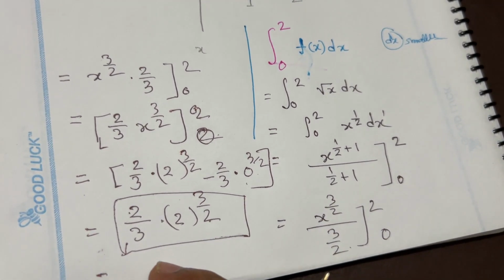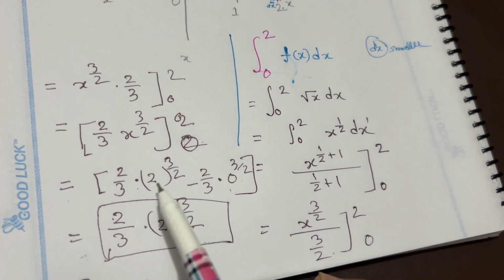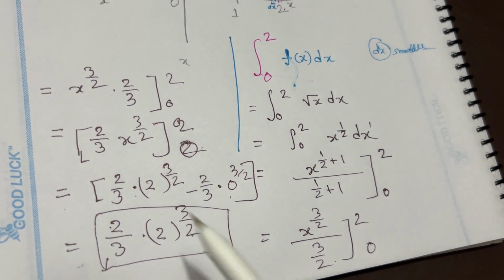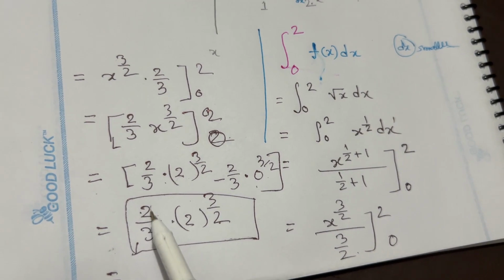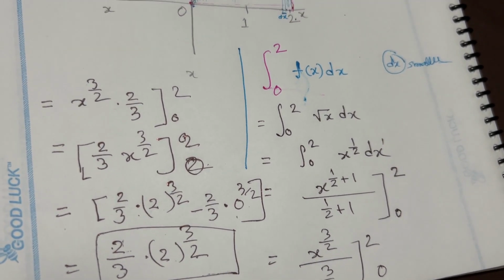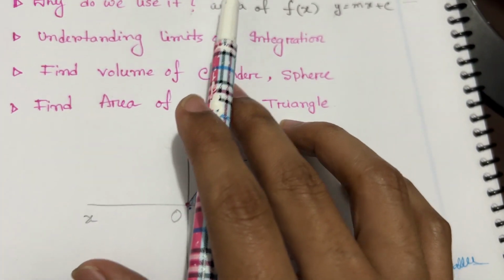So this is very simple. If you just put the value like 3 here, then it should be 2 by 3, 3 to the power 3 by 2. If you put the highest value 4 here, then it should be 2 by 3, 4 to the power 3 by 2. So this is how your answer should be for these particular equations.